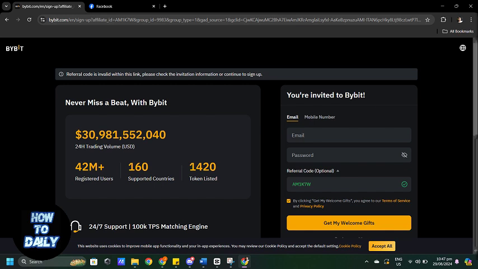Once your funds are available, go to the spot trading section and search for the XRP trading pair, such as XRP or USDT. Now, place a buy order for XRP.